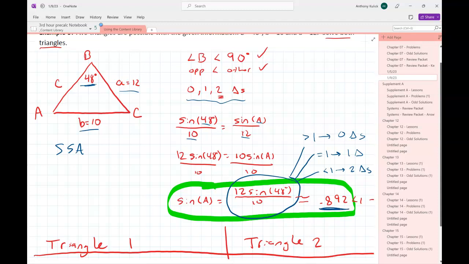So when we type this into our calculator, we got 0.892. So we know we're going to be getting 2 sets of answers because there's 2 triangles possible for this situation.